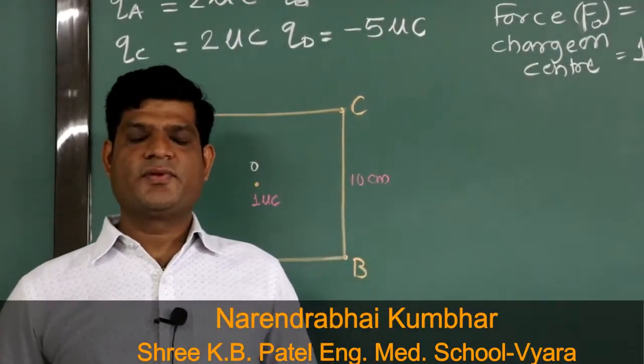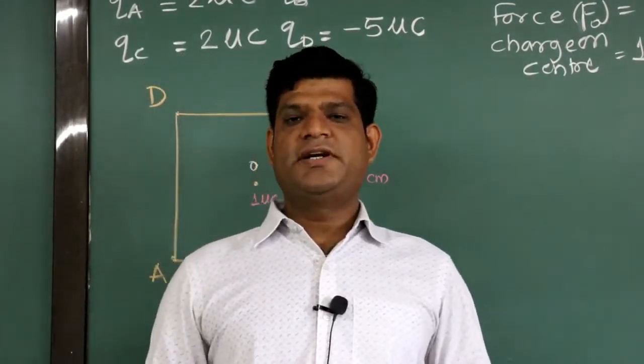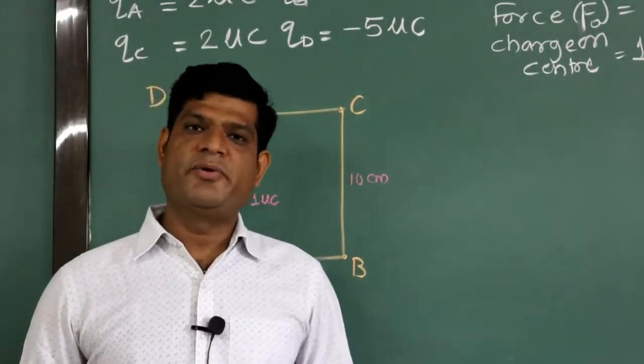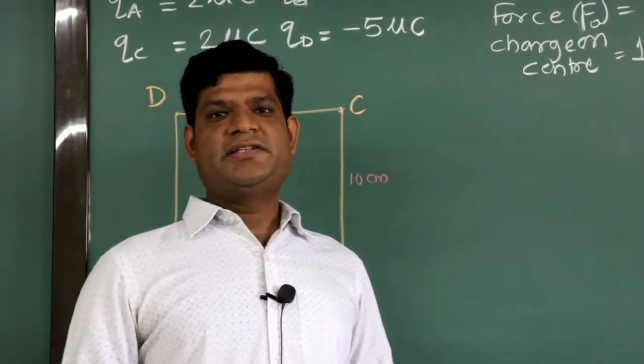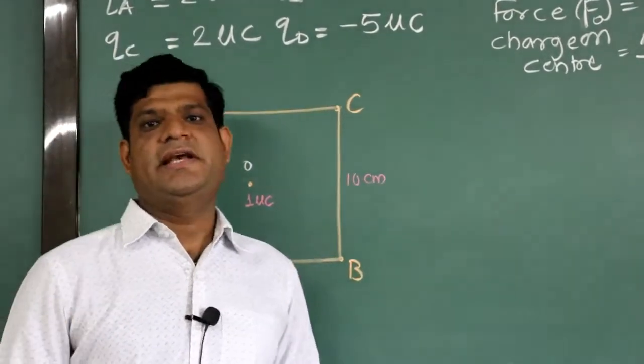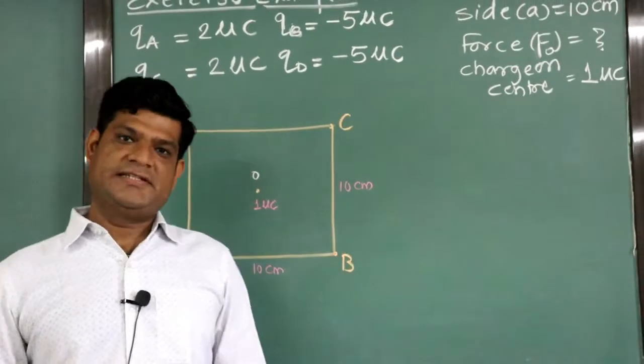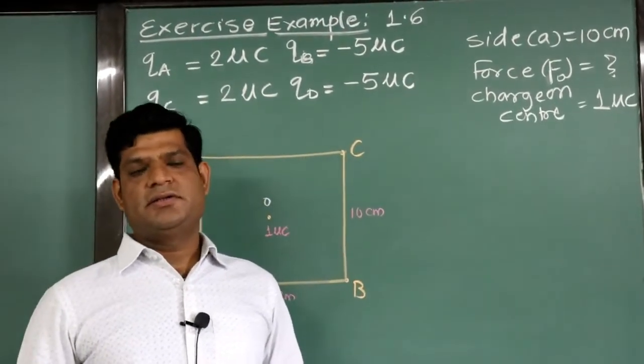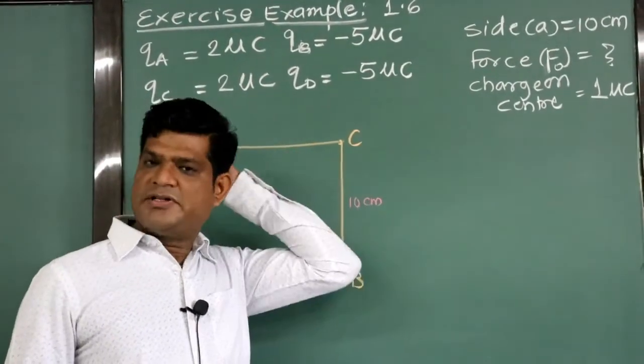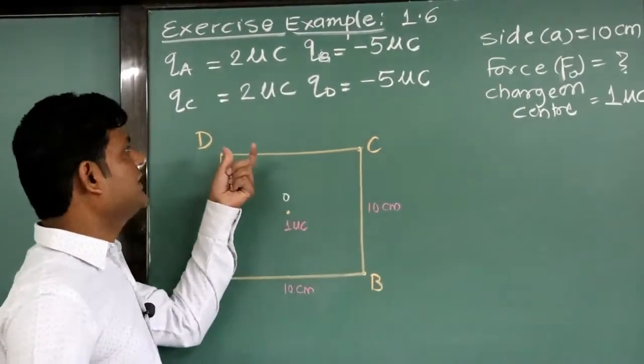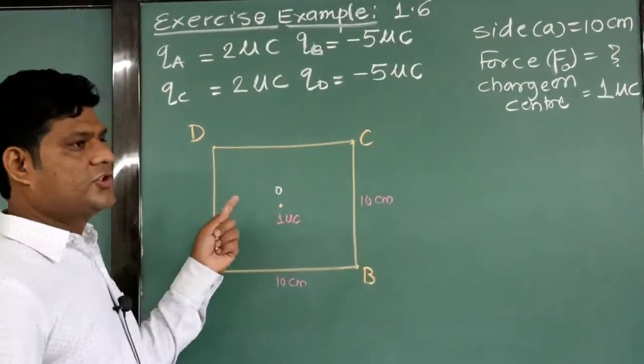Dear students, in the last video we studied example number 1.5. Now we are going to see example number 1.6. See the given things in this example: a square is given.